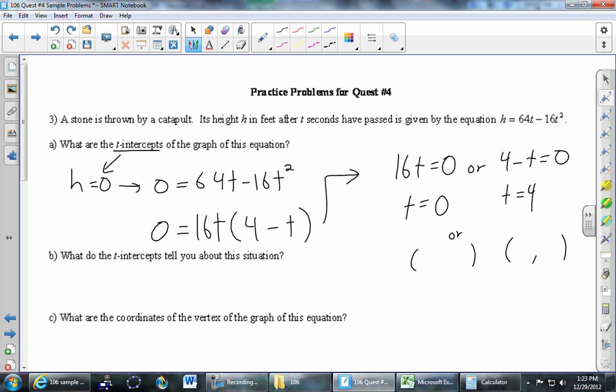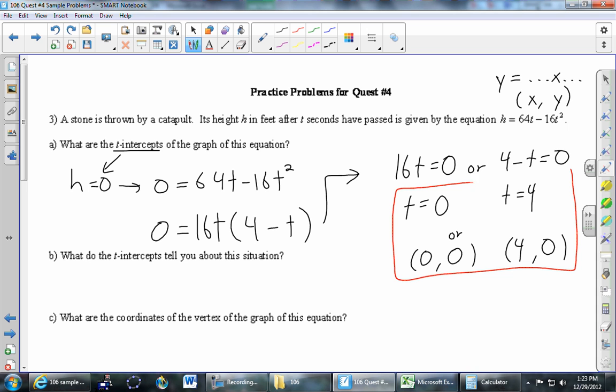So which one might go first, the h or the t? Well, normally it's y is equal to something with x's, and we put the x first when we write an ordered pair. So it feels like we're going to put the t's first in this case. So the t's were 0 and 4. And what were the h's? Well, for both of them, we decided h was going to be 0 from the very beginning. So those right there are our t-intercepts.